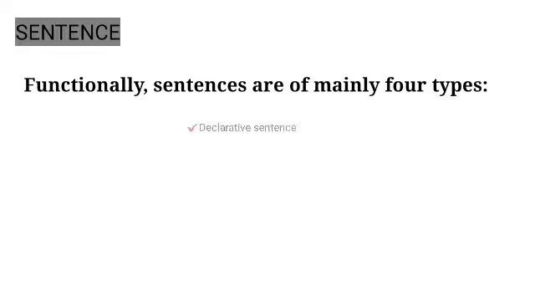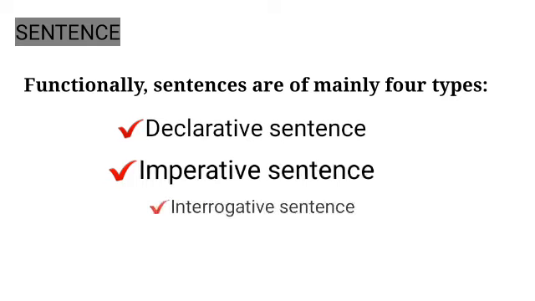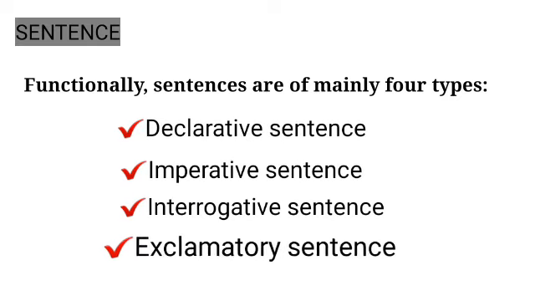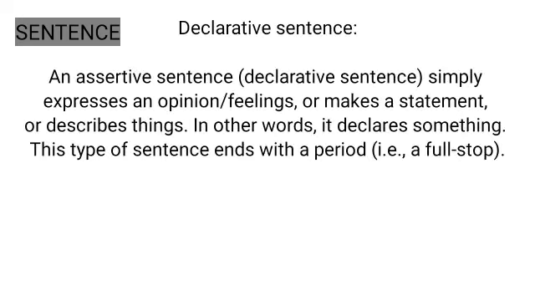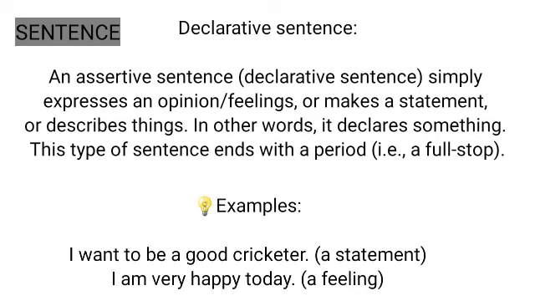Functionally, sentences are of mainly four types: declarative sentence, imperative sentence, interrogative sentence, and exclamatory sentence. Declarative sentence. An assertive sentence simply expresses an opinion or feelings or makes a statement or describes things. In other words, it declares something. This type of sentence ends with a period. Examples: I want to be a good cricketer. I am very happy today.